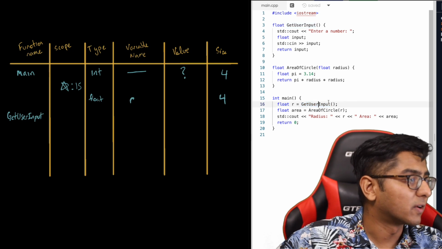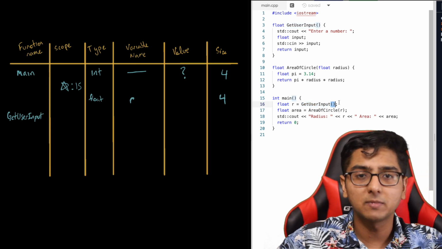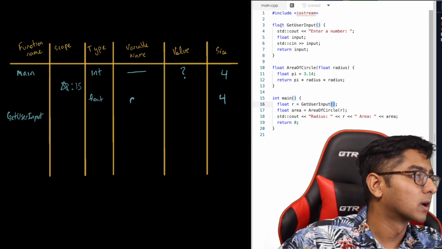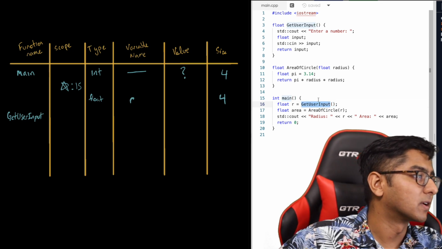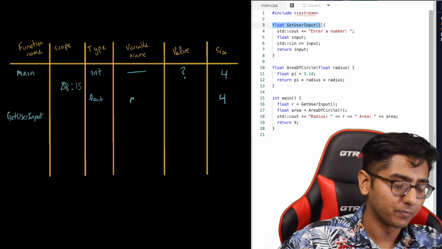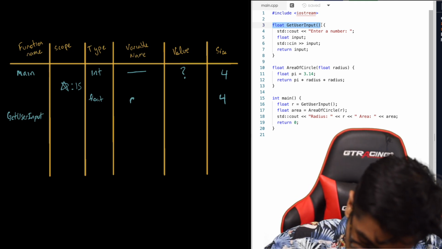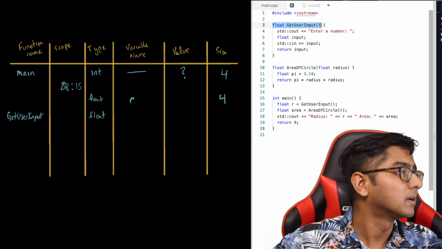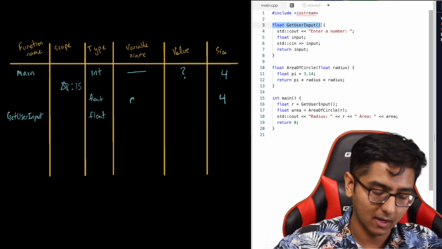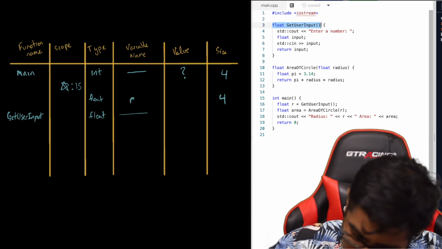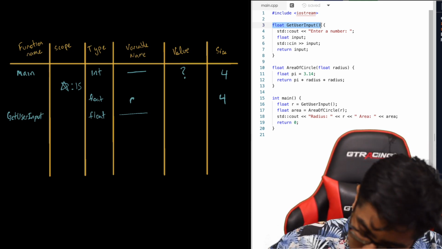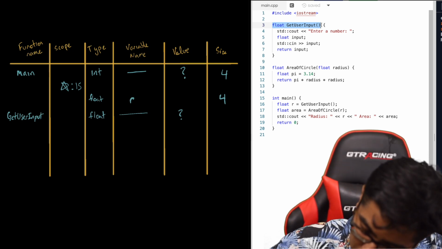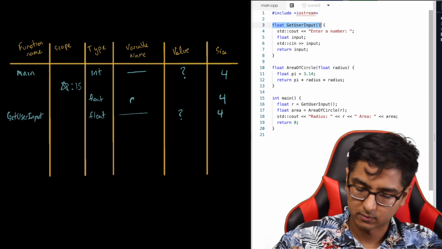The getUserInput function, because we're just calling with empty parentheses, takes in no inputs. So we're going to go up and find the getUserInput function, which is described on line 3. Line 3 tells us that the getUserInput function has a float as its type. It has no name, and the value of the function so far is unknown. And the size is going to be 4 because floats are also size of 4.